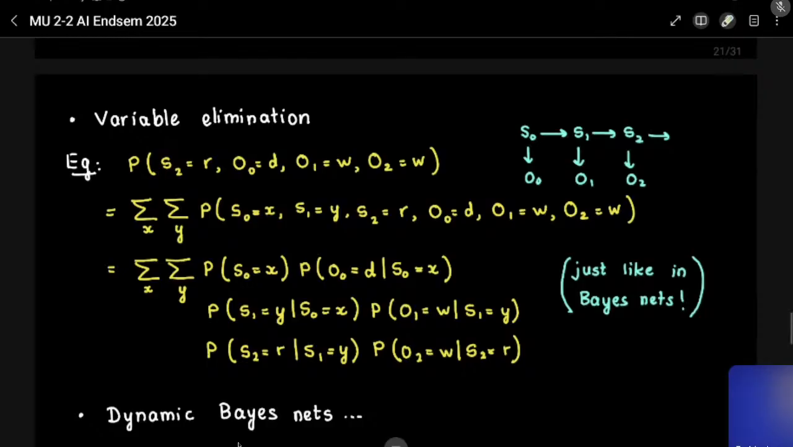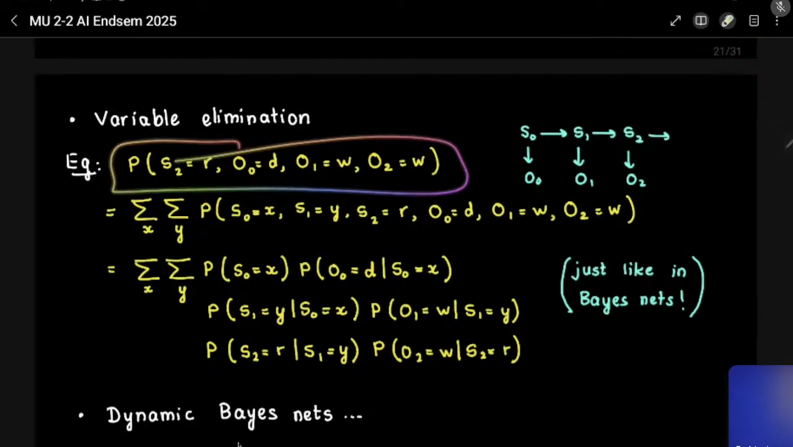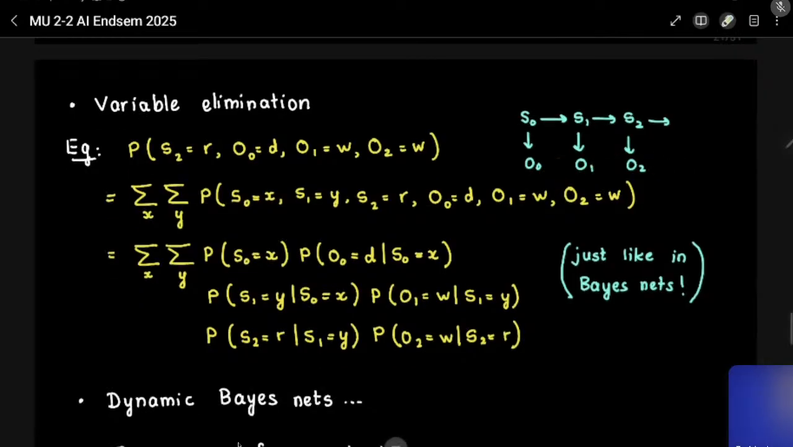So I told you how this sequence of hidden states and sequence of observations looks like a Bayes net, right? So there's a method called variable elimination that uses this concept that this looks like a Bayes net. So let's say you have probability of this one. You want to find the probability that S2 is R, probability that weather on day 2 was raining, and the observations are dry, wet, wet. So you can treat this like a Bayesian network.